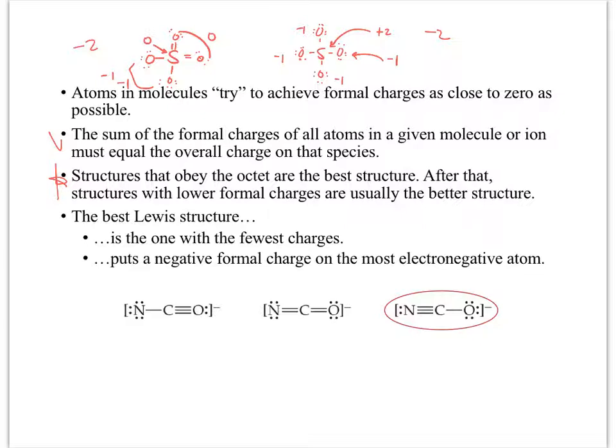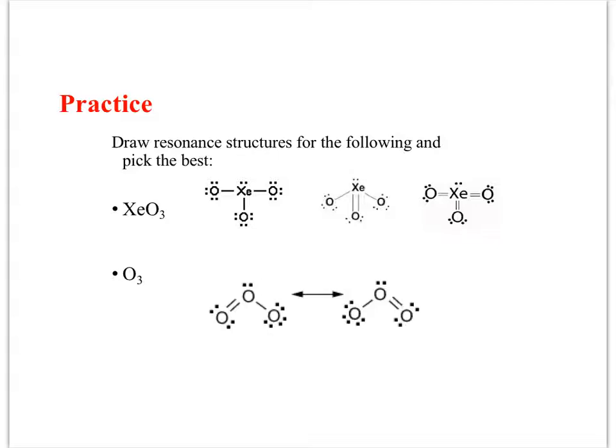So the fact that in this left-hand diagram the oxygens have a 0 formal charge and the sulfur also doesn't really make sense. Whereas in the diagram on the right, the most electronegative elements, the oxygens, have the most negative formal charges as compared to the sulfur. All right, so let's look at a couple examples here.